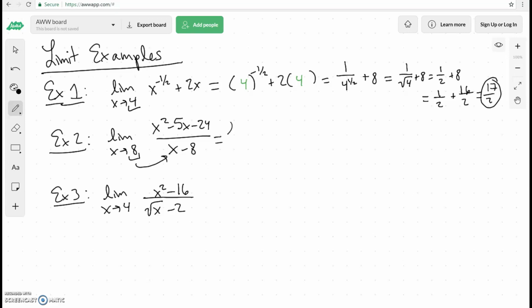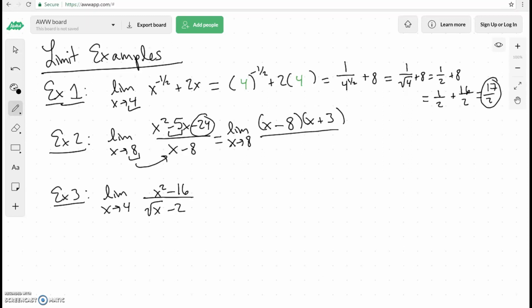So what I'm going to do is I'm going to factor instead. So I'm going to take the limit as x goes to 8. I'm going to factor the top portion. So think of two numbers that multiply to get negative 24 and also add up to get negative 5. Well, in this case, it would be 8 and 3. And in order for this to get negative 5, I have to make sure that this is a minus 8 and this is a plus 3.